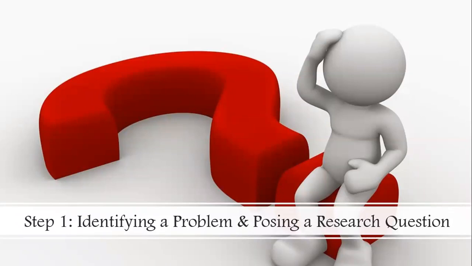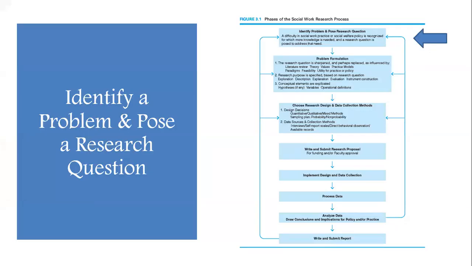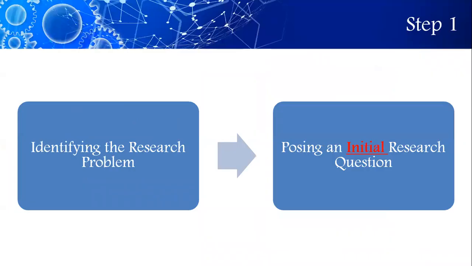So of course, we'll start by discussing step 1, which involves identifying a problem and posing a research question. So we are at the very top of our diagram here. Step 1 specifically involves identifying the research problem and posing an initial research question. And I really wanted to emphasize the word initial because there's always the potential for the research question to change throughout the process. In fact, it often does change. And I will provide you with an example of how mine changed as well.